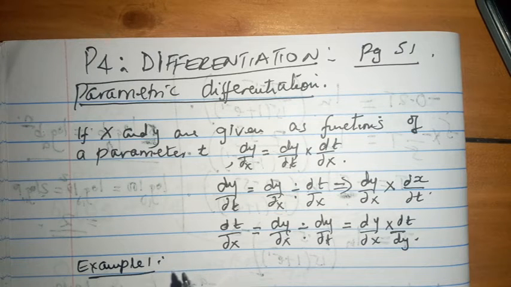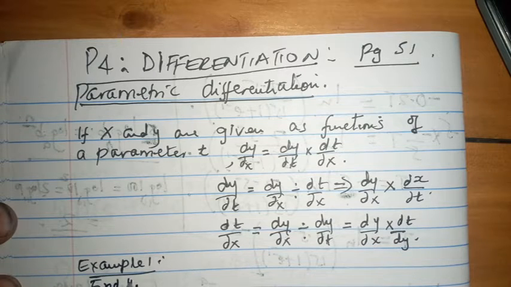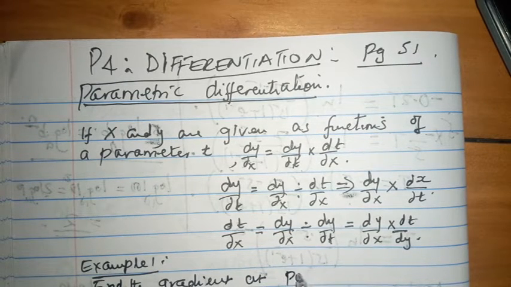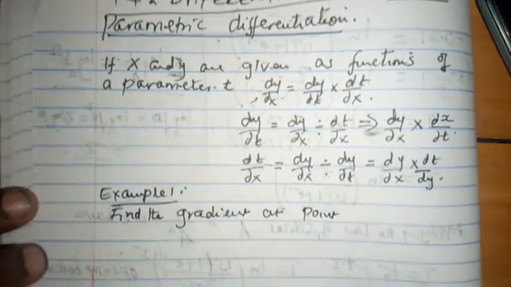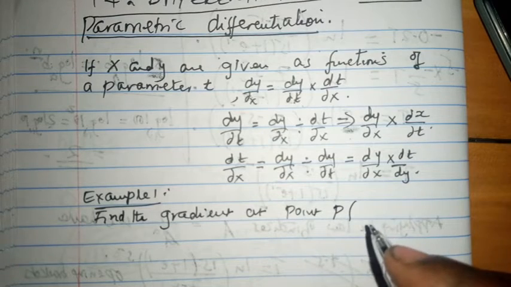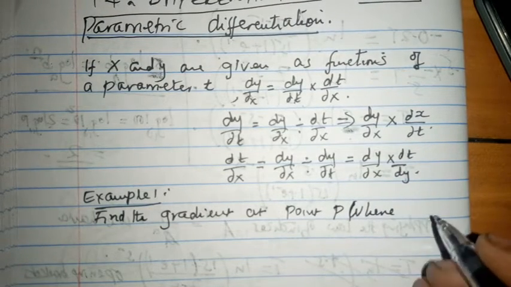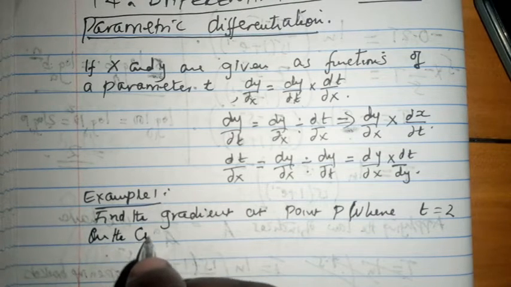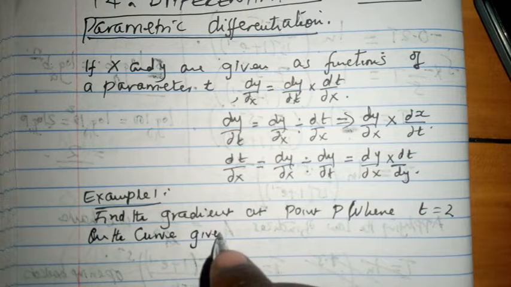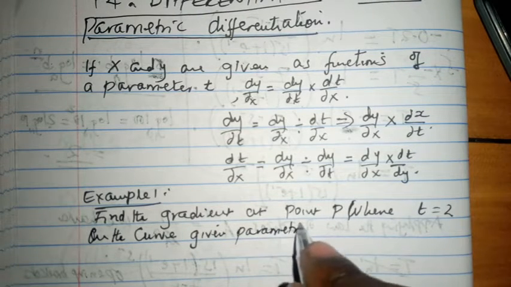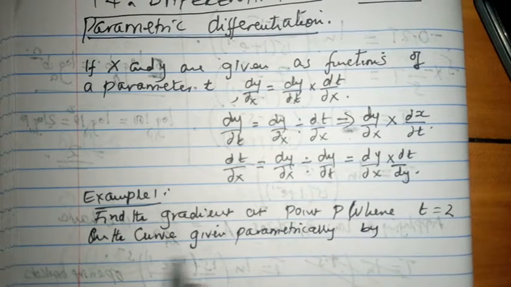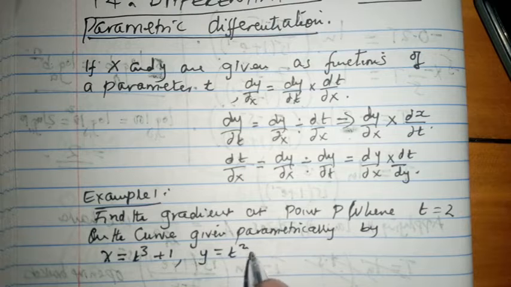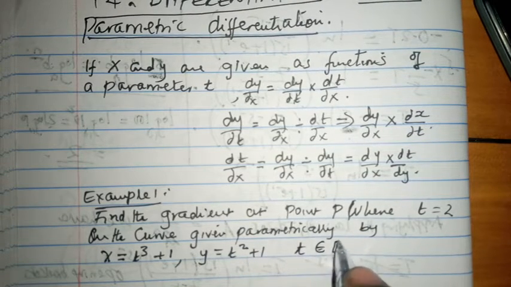In example 1, we are told to find the gradient at point P, with coordinates where t is equal to 2, on the curve given parametrically by x equals t cubed plus 1 and y equals t squared plus 1, where t is a real number.